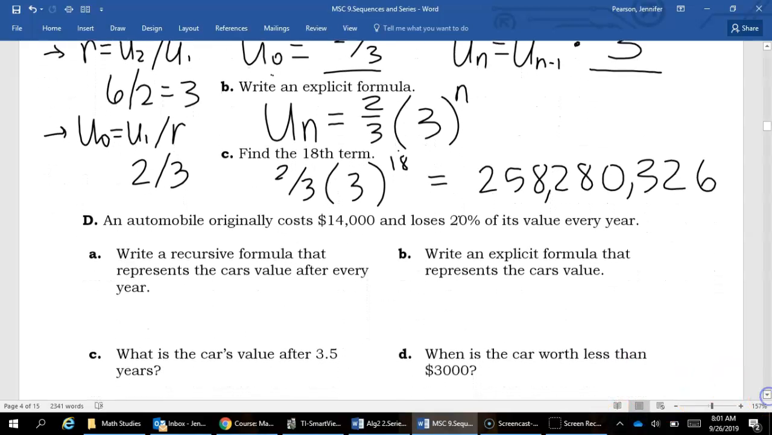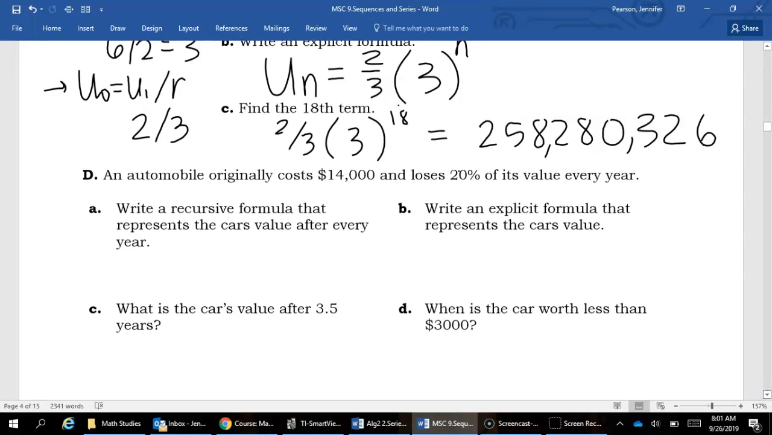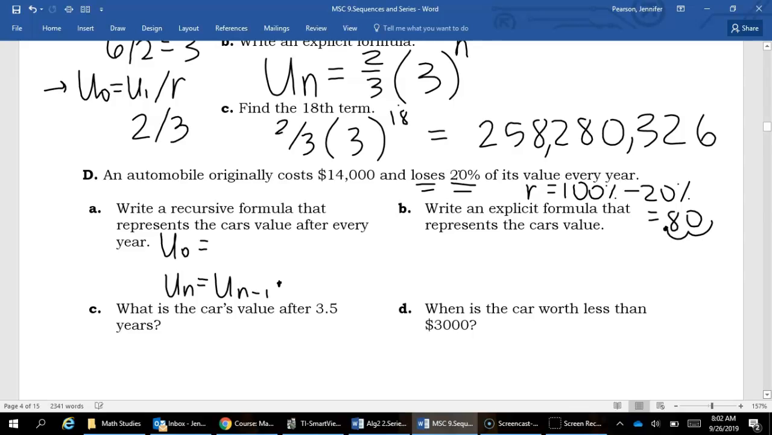It's getting to be a long video, but we're going to keep going. We have a word problem left in our example set. It says, an automobile originally costs $14,000 and loses 20% of its value every year. Write a recursive formula that represents the car's value after every year. Recursive formula, I need the 0 number, and I need the ratio. To calculate a ratio with a percent decrease, we're going to start with 100%. Take away 20%. That leaves me with 80%, but we're going to decimal, 0.8 or 0.80 are the same thing. So we have our 0 number given right there, and that looks like a complete recursive formula. 0 number, 14,000. To get the next number, I take the answer and multiply by 0.8.